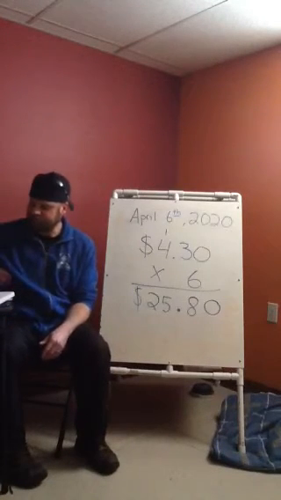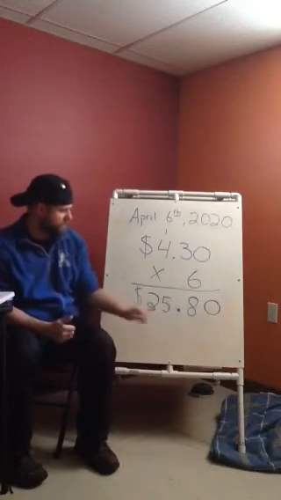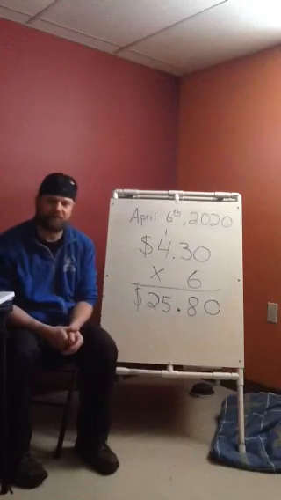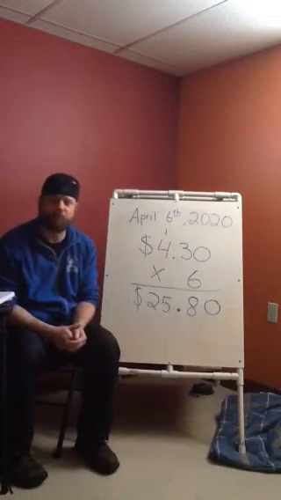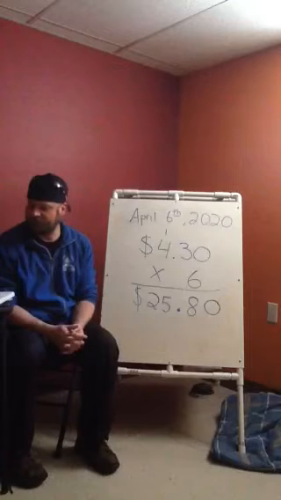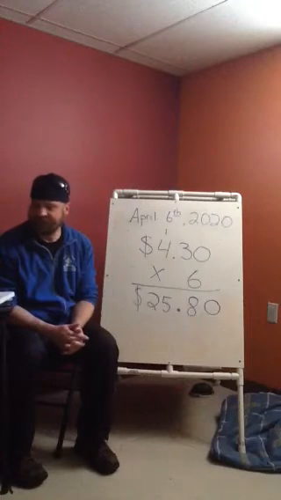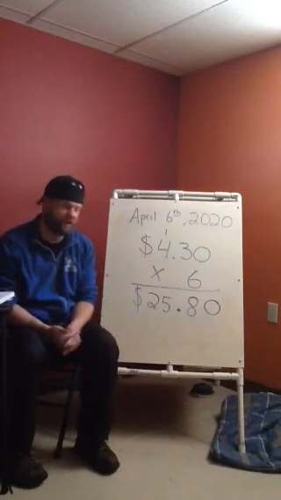If we wanted to know about how many pennies that would be, all we have to do is get rid of this decimal point, because we know that 100 pennies equals $1. So if we wanted to know how many pennies it would be, 2,580 pennies.